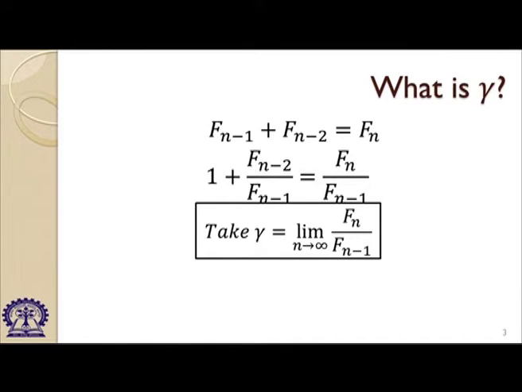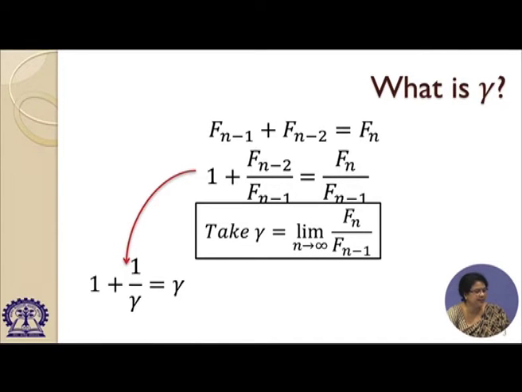But from here we can also find the value of gamma. How? If we take the limit n tends to infinity on both sides, then we will see that this is 1, the next term is 1 by gamma, because the limit of fn minus 1 divided by fn minus 2 is equal to gamma, and the right hand side would again be gamma. If we do some simplification, this becomes a quadratic equation: gamma square minus gamma minus 1 is equal to 0.